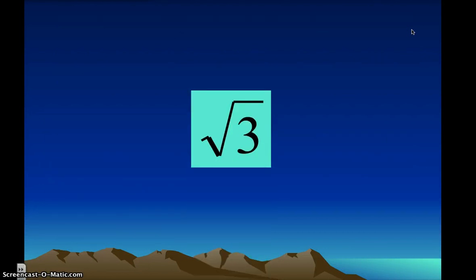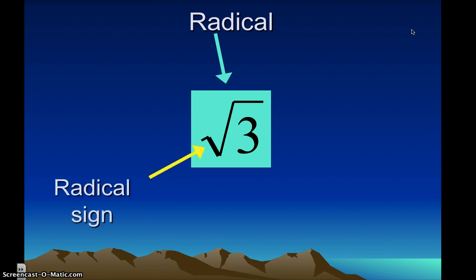Here I have a simple radical, and I'm just going to label a few things for you here. Just in general, this whole number as a whole, that's called a radical. So all of it together. Okay, but then we have a couple parts that are inside of that radical. The first one is the radical sign. Okay, hopefully that's really obvious. And then whatever is underneath the radical sign, that's called your radicand.